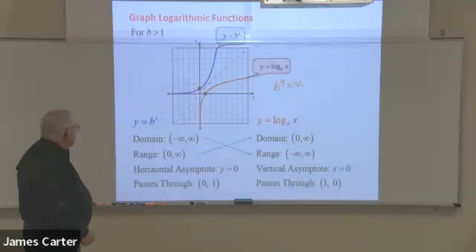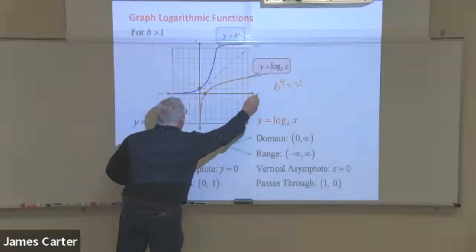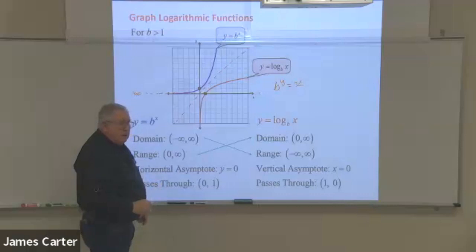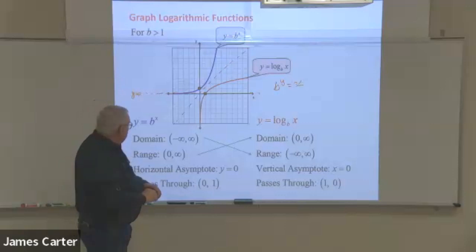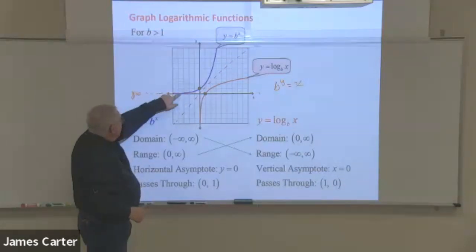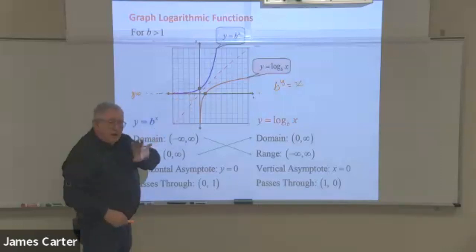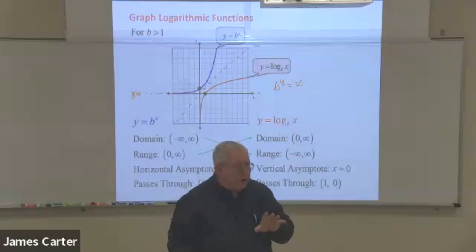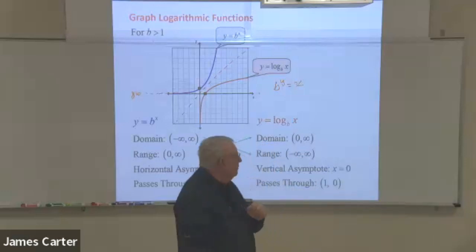Now, horizontal asymptote. Yeah, we got one right here. This line approaches y equals 0. And in this case, that is a boundary that this will never cross. Now, I told you this before, but I'm going to remind you. Sometimes a graph can cross a horizontal asymptote. Sometimes. Okay? But it can never cross a vertical one.